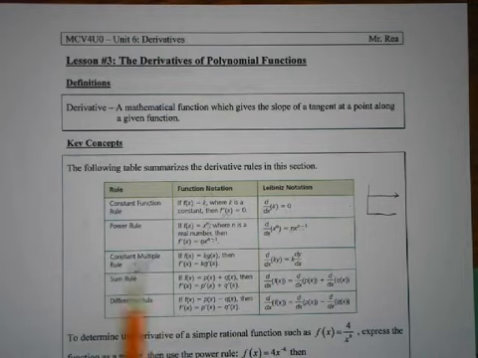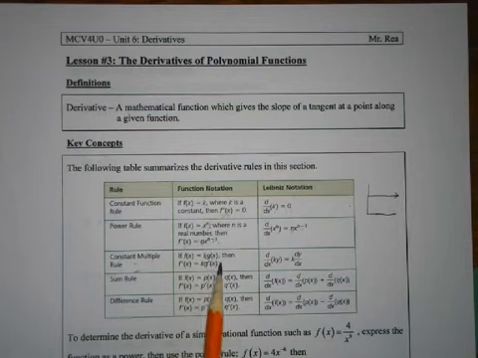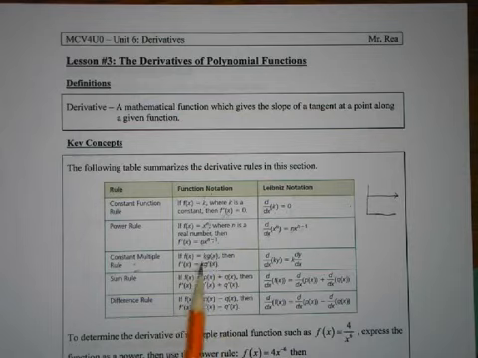The constant multiple rule is a lot like what we had up here, but the function has a coefficient in front of the power function. The derivative function is k times g prime of x. So basically you take the derivative of g of x, and whatever that derivative is, you multiply it by k, and that's the derivative of f of x.